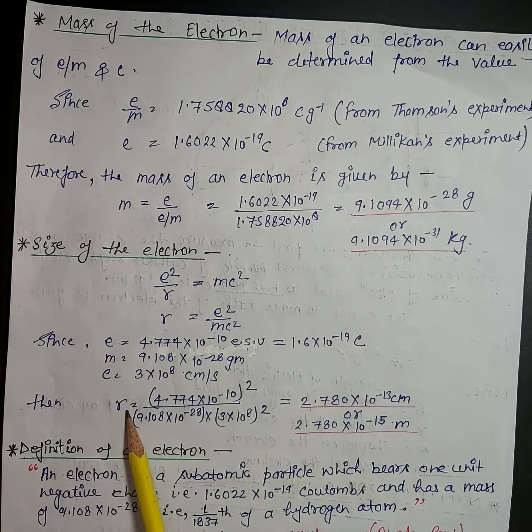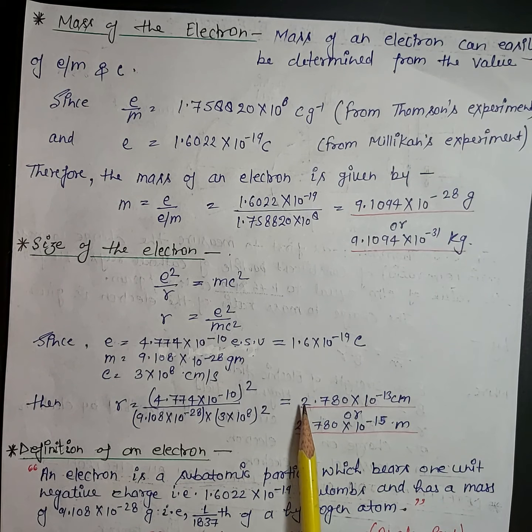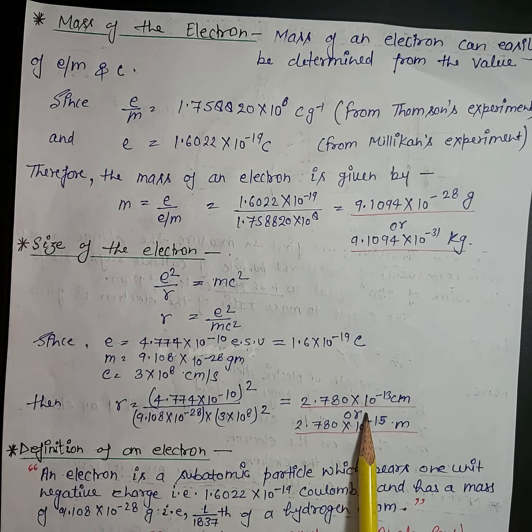Okay, then r equals to 2.780 into 10 to the power minus 13 centimeter, or 2.780 into 10 to the power minus 15 meter. So this is the size of the electron.